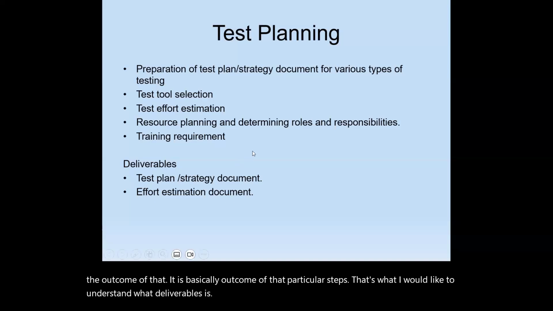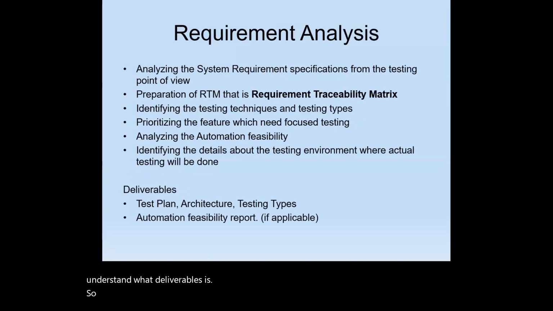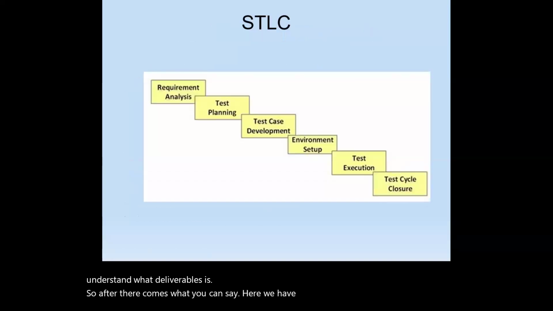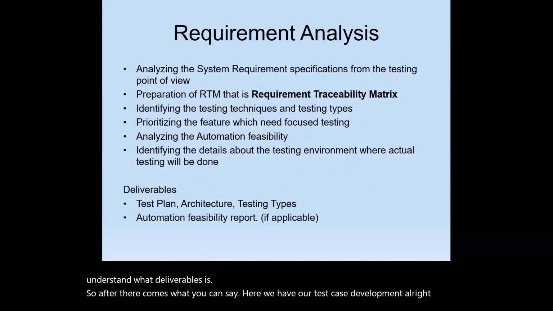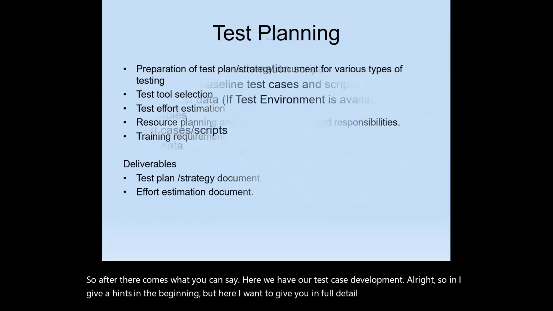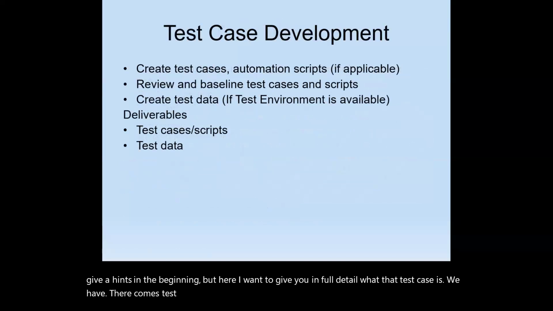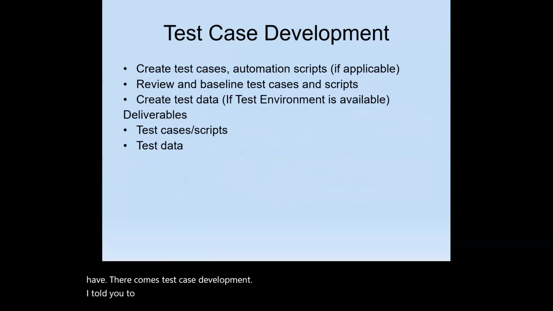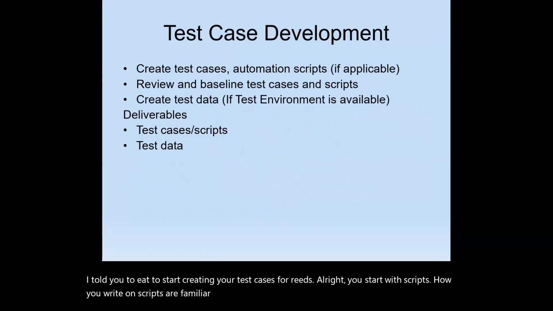Okay. So after that comes our test case development. I gave a hint in the beginning, but here I want to give you in full detail what that test case is. In test case development, I told you the hint to start creating your test cases. You start writing some script, for example, alphanumeric characters going to be entered into the text box. Test case automation script is applicable. Review and baseline test cases and scripts. You start creating test scripts for that particular application.